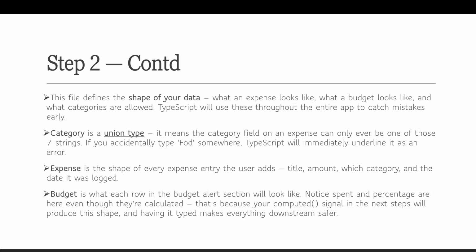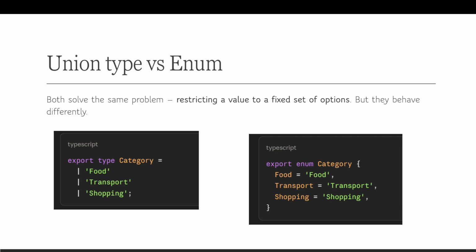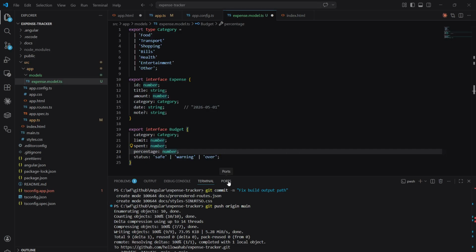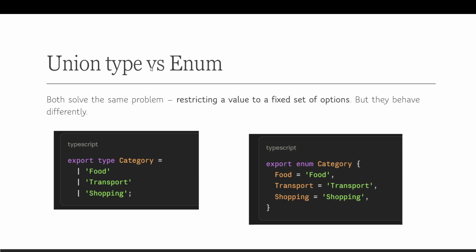So computed signals, what they are and how they are different from the signals. With this, now comes the actual point. Like you can see here in category, we have used a union type instead of an enum. We could have used an enum, something like this: export enum category.